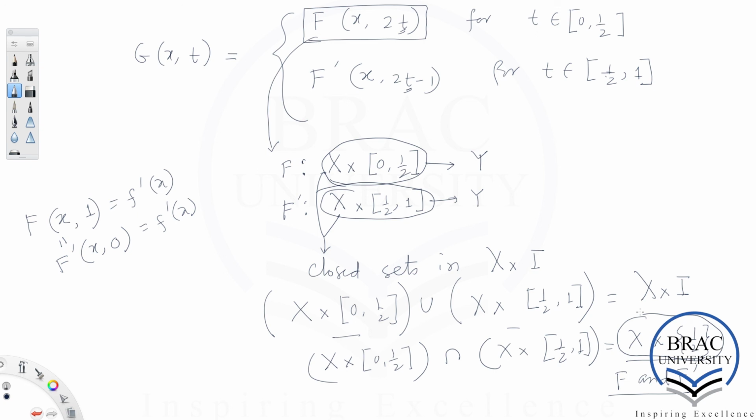Okay, so we satisfy all the requirements of the pasting lemma, which means that the function g is a well-defined continuous function on X cross I, the union of these two constituent sets. Okay, all right, good.